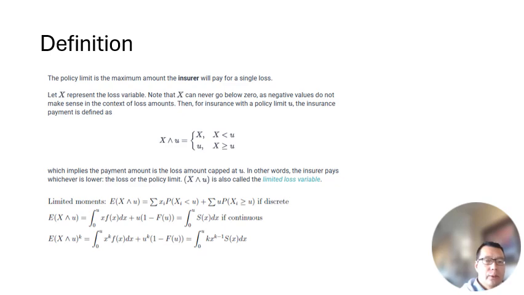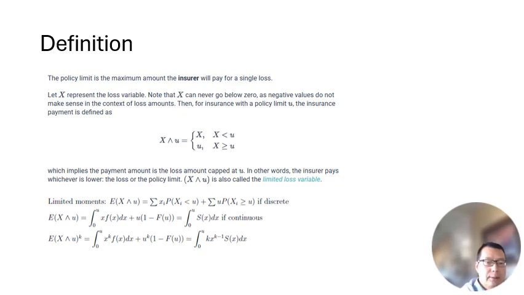When X is greater than or equal to mu, the payment is just mu, which implies the payment amount is the loss amount ∧ mu. In other words, the insurer pays whichever is lower, the loss or the policy limit. X ∧ mu is also called the limited loss variable. And below are some of the formulas you will be provided in the exam.